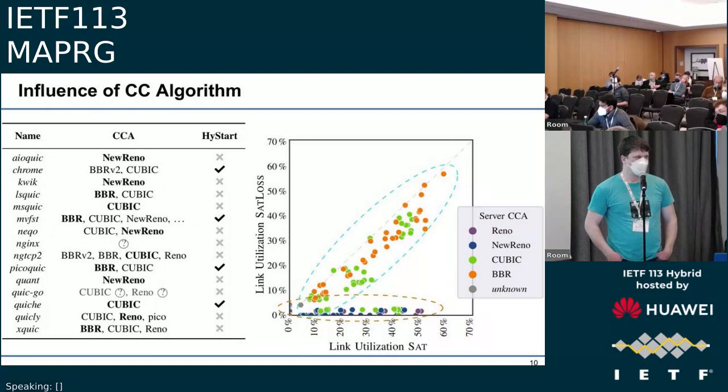What we did not look at yet is the impact of flow control, which of course is also important, because when the client has limited flow control, then the server cannot do much about it. Okay, next slide.